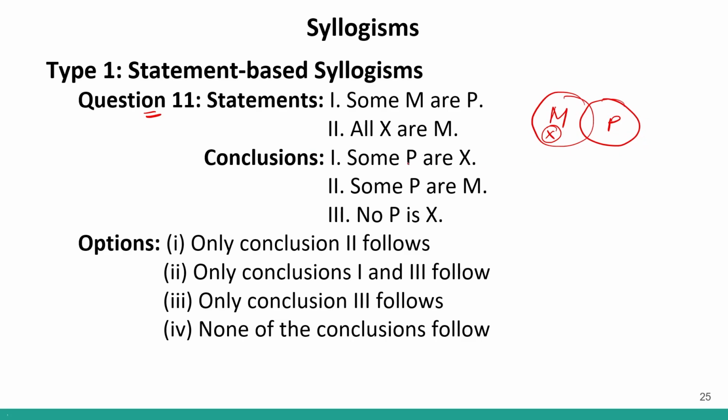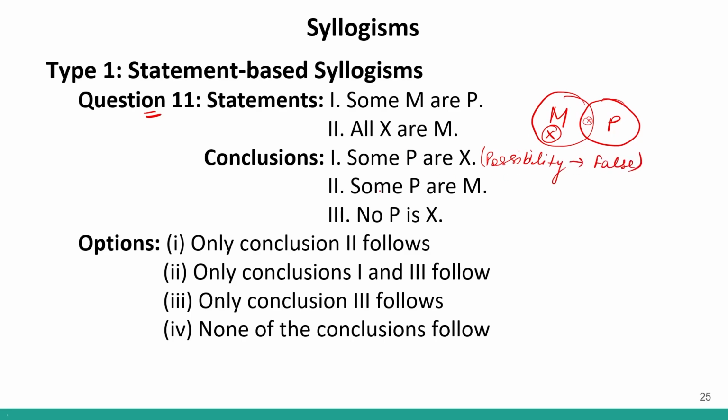Conclusion number 1 says some P are X. Again, this is a possibility. We can have X over here also. But this is only a possibility. In the question, it is not mentioned. Therefore, this will be false.